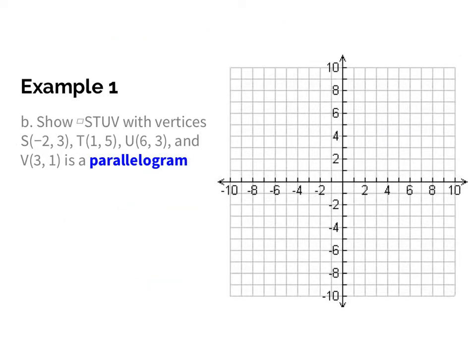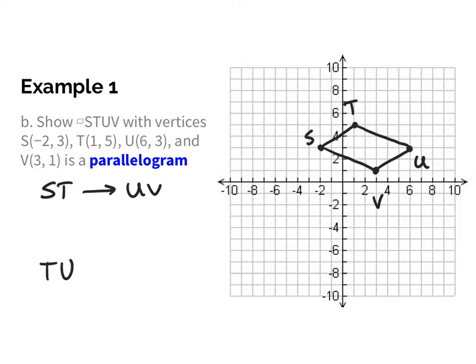All right, we're going to do the same thing here. Now you have S, T, U, V. We're going to plot those 4 points to create our quadrilateral. Our goal is to check whether this is a parallelogram, so we have to compare opposite sides again. To help you out, the opposite sides are S to T, which we compare to U to V, and then T to U, which we compare to V to S. Just mark that on here.